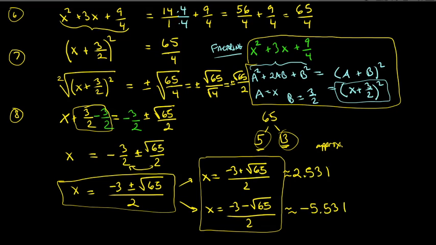Okay, so there's the approximate that the calculator gave me. For the positive square root, we got 2.531. And for the negative square root, we got negative 5.531. Like I said, I wouldn't worry about the approximate. We're looking for the exact. And again, you can write it all together like this, or you can split them up like this. Either way is fine.